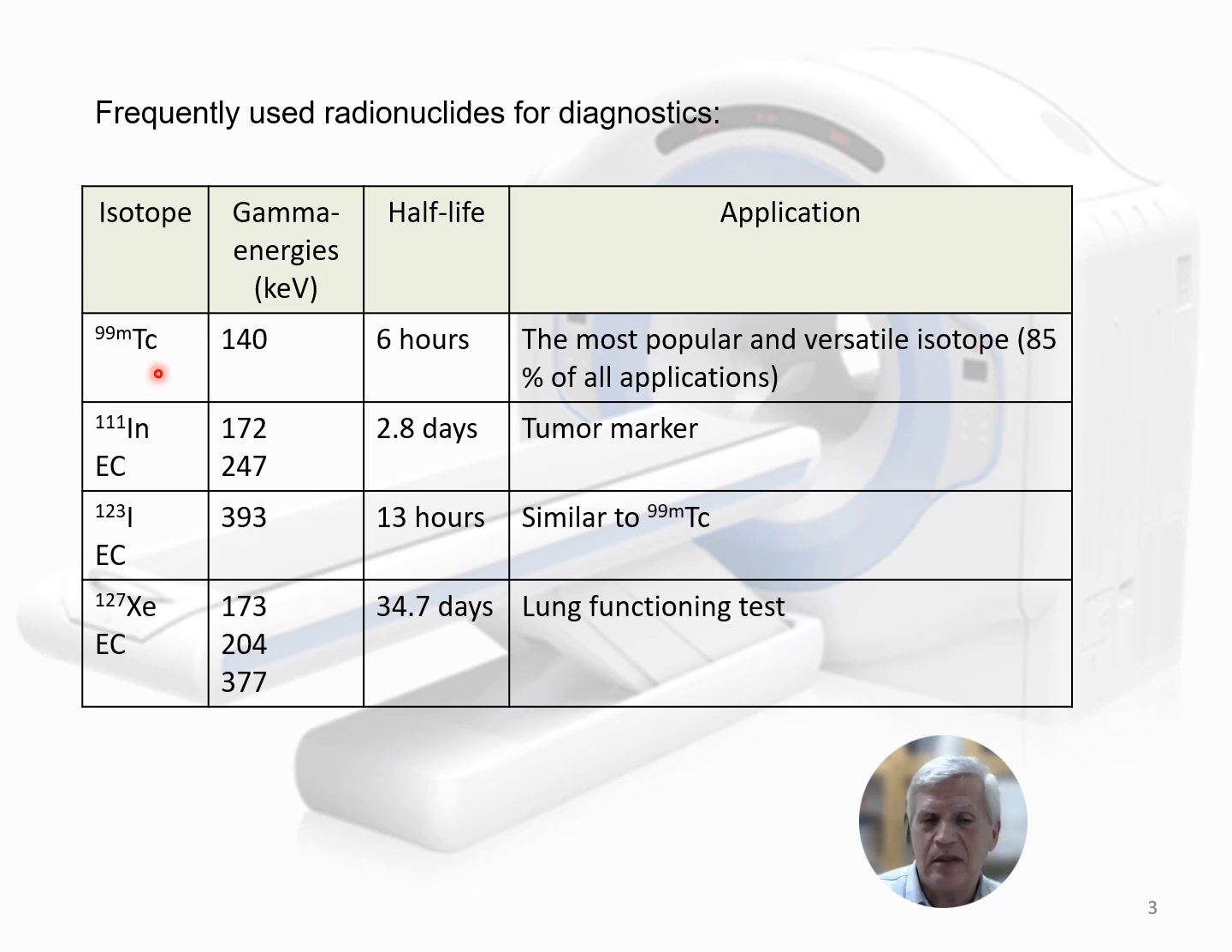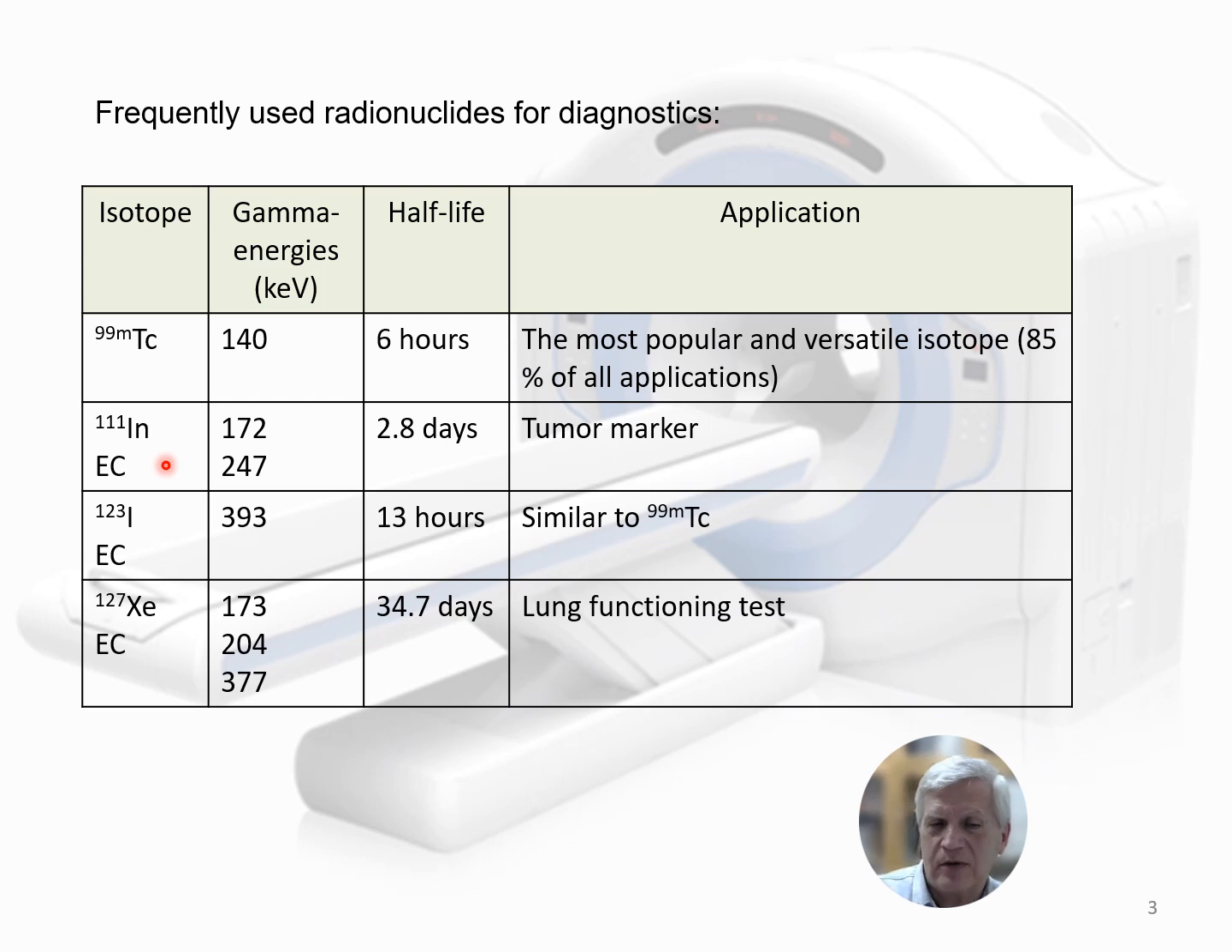So there is no beta emission, because if you have beta emission, then the beta particles would destroy the tissue in a millimeter range around the technetium isotope. However, in this case, there is no particle emission. The same thing is true for indium-111, iodine-123, and xenon-127. EC means electron capture.